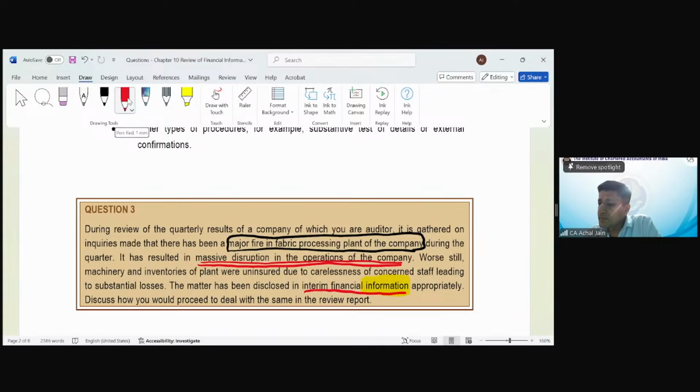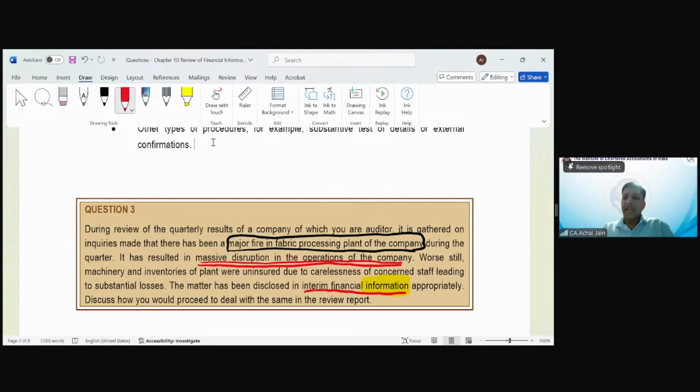Generally, whenever we give an audit report, he will put into a separate section called material uncertainty related to going concern. But here, he will not include that. He will add the emphasis of matter paragraph, and in that, he will modify his review conclusion.